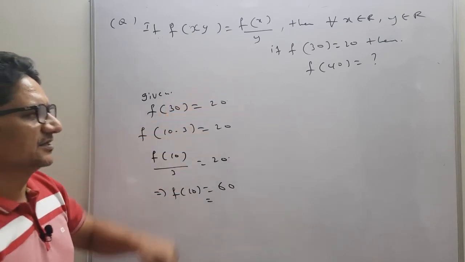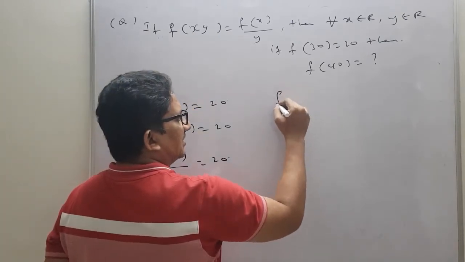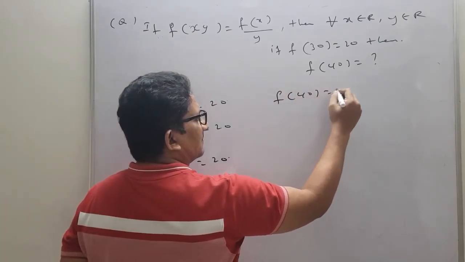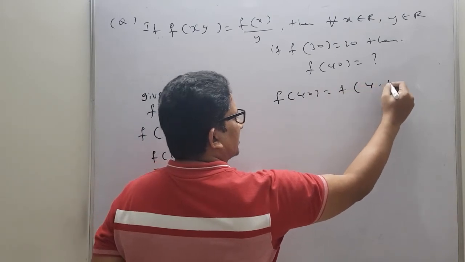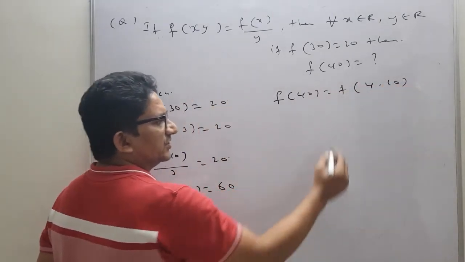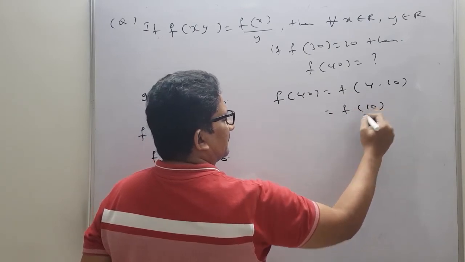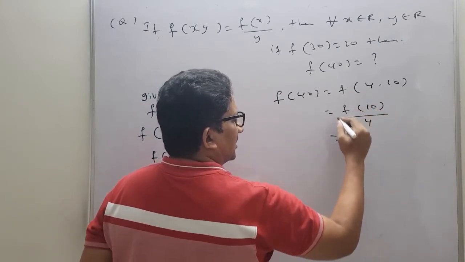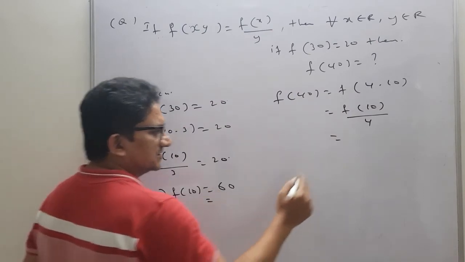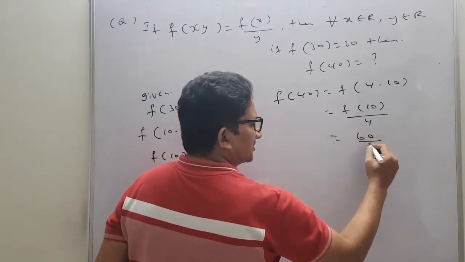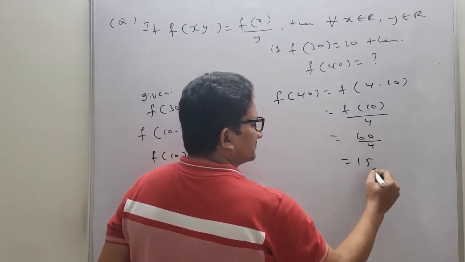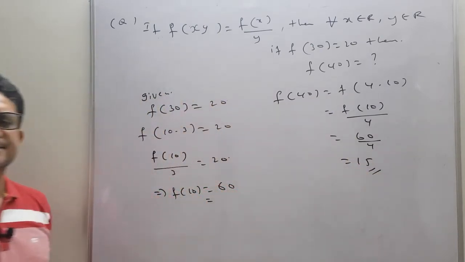Now, we will come back there. So, here we can write f of 40 as f of 4 into 10. So, f of 4 into 10 can be written as f of 10 by 4. f of 10, 10 is how much? 60. 60 by 4 is 15. So, 15 is the correct answer.